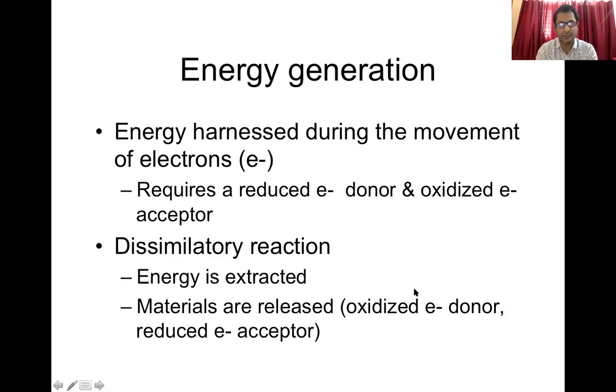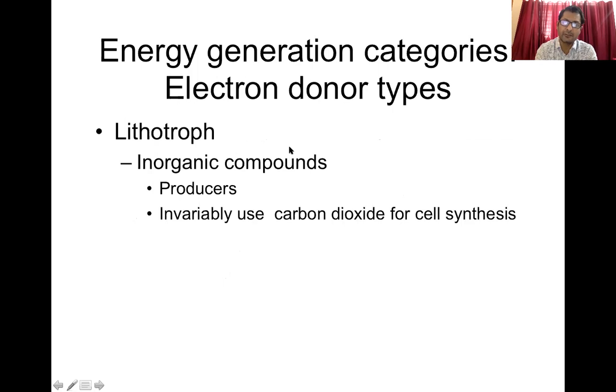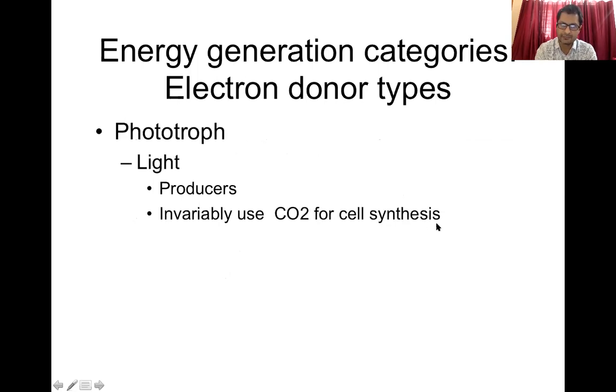So reduced electron donor becomes an oxidized electron donor, and the oxidized electron acceptor will become a reduced electron acceptor. How this takes place, we will read in a few more slides. On the basis of energy generation, electron donor types are organotrophs, which use organic compounds, like the consumers and decomposers. Another is lithotrophs, which use inorganic compounds. They are producers, and invariably use carbon dioxide for cell synthesis.